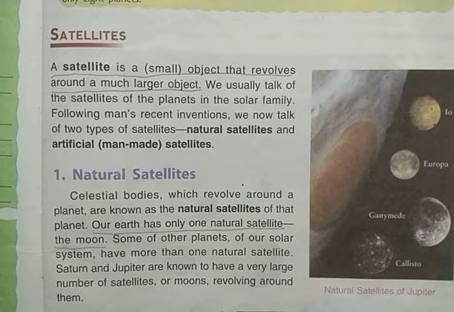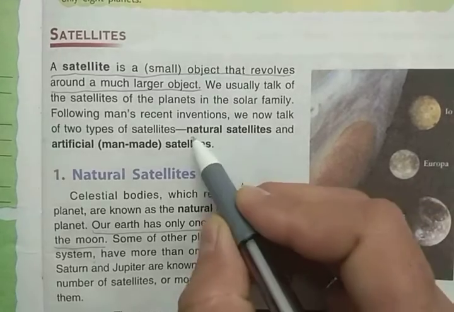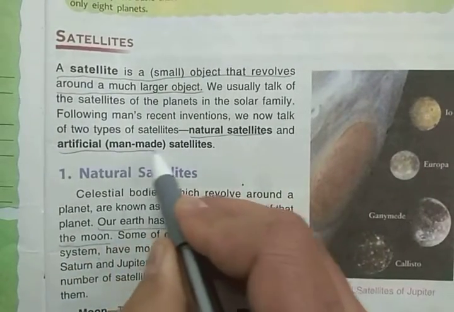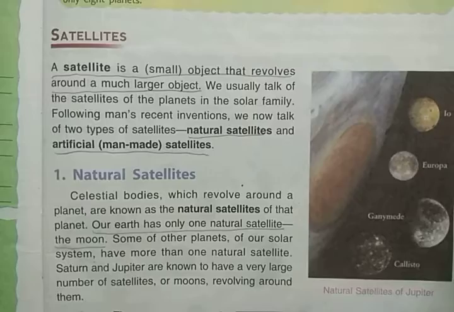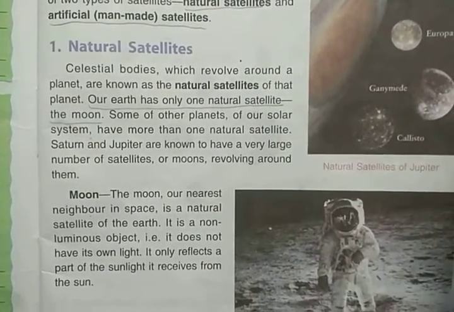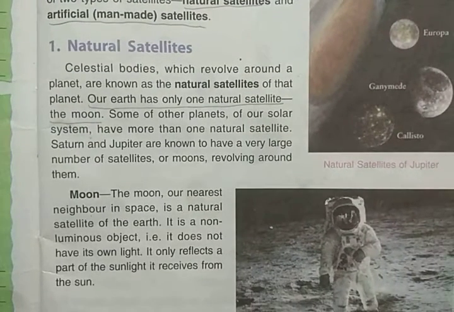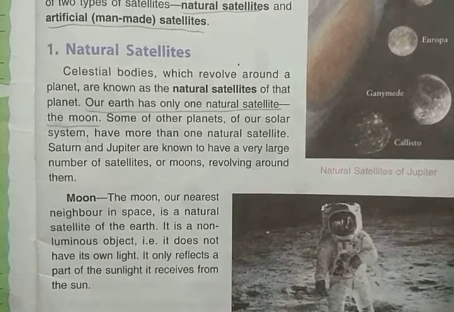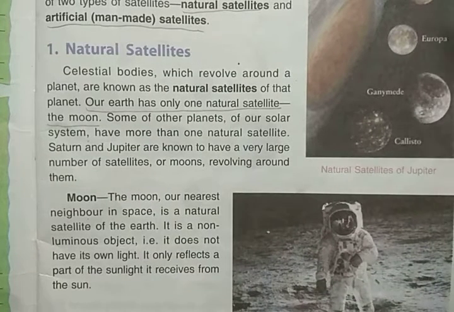We usually talk of the satellites of the planets in our solar family, and there are two types of satellites, that is natural satellites and artificial satellites. So first of all, let us revise natural satellites. Celestial bodies which revolve around a planet are known as natural satellites. कोई भी celestial body जो planet के चारों ओर घूम रहा हो, that is known as a natural satellite of that planet. Our Earth has only one natural satellite, that is the Moon.